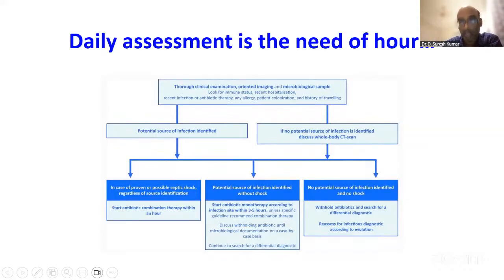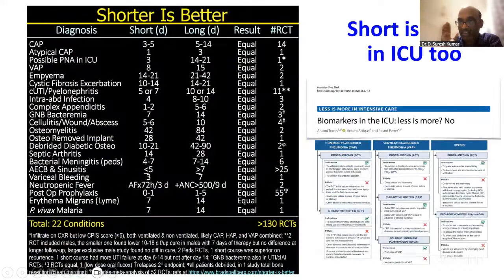And finally, short is sweet. A lot of data is emerging. You can use a biomarker like procalcitonin. Don't use procalcitonin to start antibiotics, but to stop antibiotics, yes. For all organisms, the duration is a bit less.